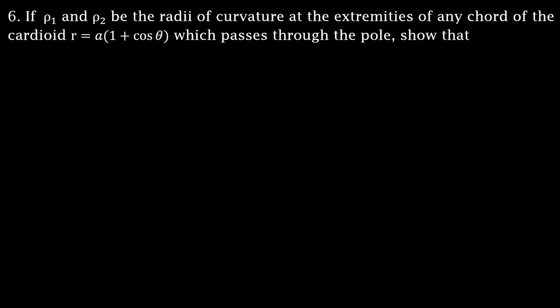Last problem, students. If rho 1 and rho 2 be the radii of curvature at the extremities of any chord of the cardioid, r is equal to a into 1 plus cos theta, which passes through the pole, then they have expected you to prove that rho 1 square plus rho 2 square is equal to 16a square by 9.